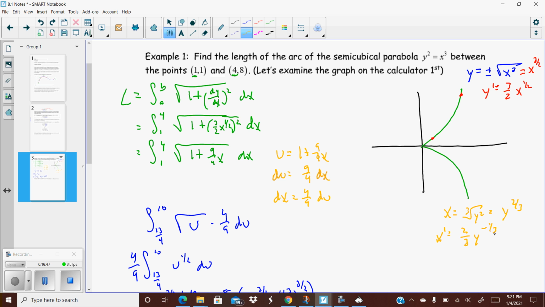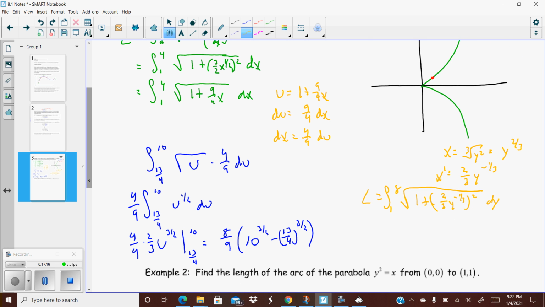So another way to solve this one would have been to find that the arc length, now this is all in terms of y, so it's going to go from 1 to 8 because those are the y values of the point, of the same exact formula basically. So it's square root of 1 plus the derivative, which we just found to be 2/3 y to the negative 1/3 squared dy. This one I am not going to attempt to do by hand. As a matter of fact, this one will be very difficult to do by hand.